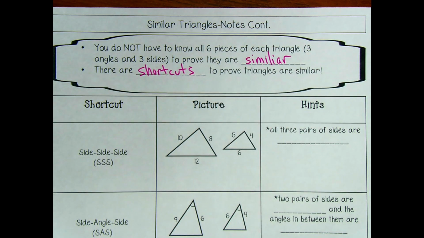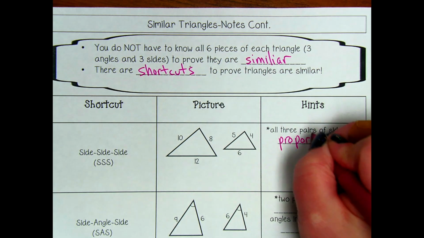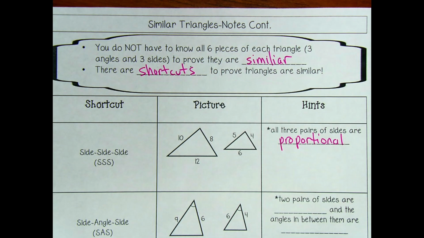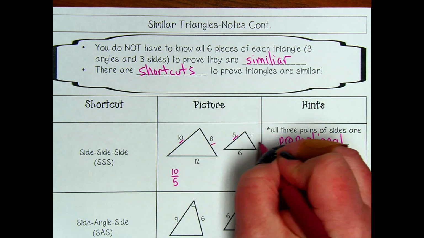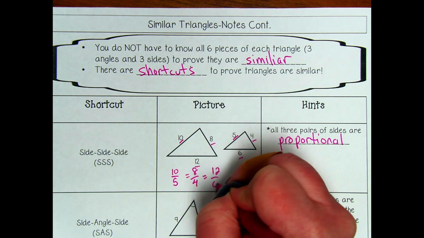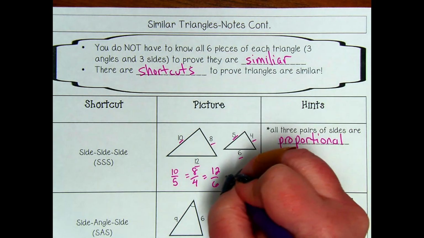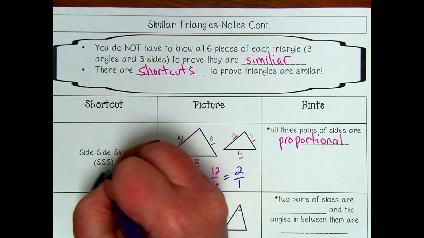The first shortcut we have for triangle similarity is similar to the one for triangle congruence, which is side, side, side. So if all 3 pairs of sides are proportional, then the triangles are similar. So how would I check? Well, I'm going to just match up 10 over 5, 8 over 4, and 12 over 6. Each of these reduce to 2 over 1. So that means that they are proportional. So these triangles are similar by side, side, side similarity.